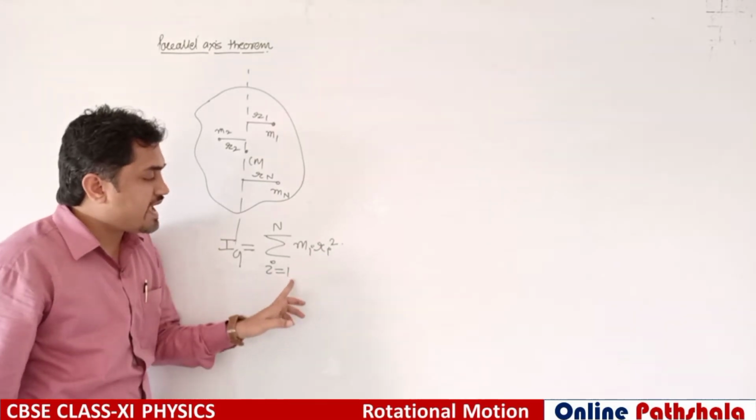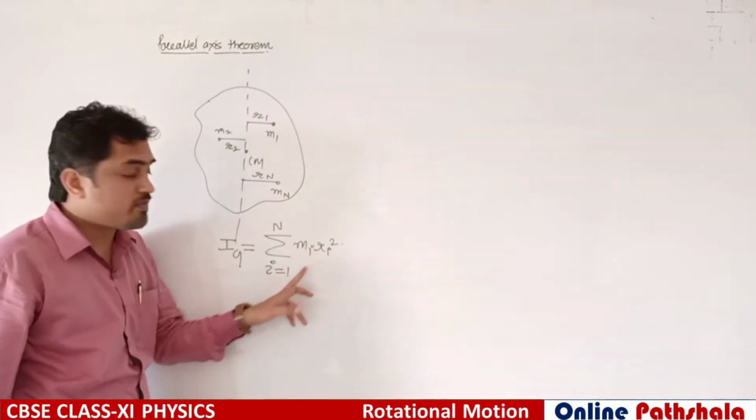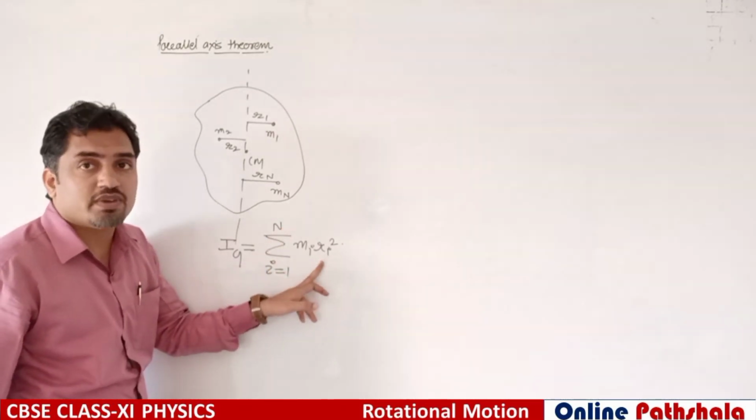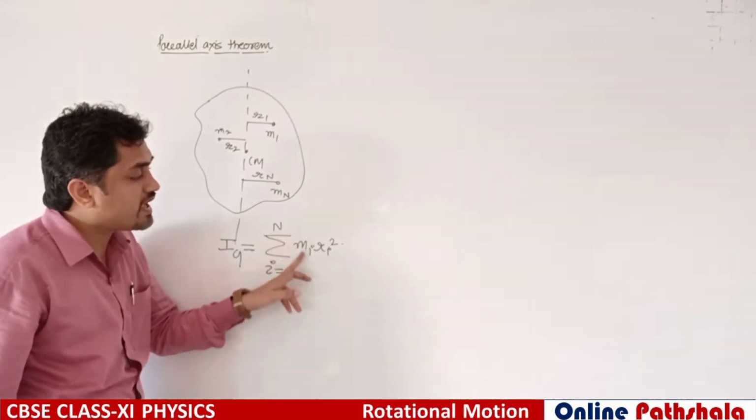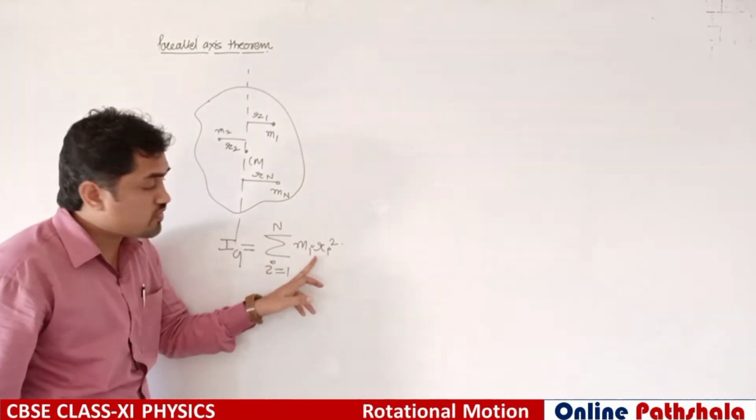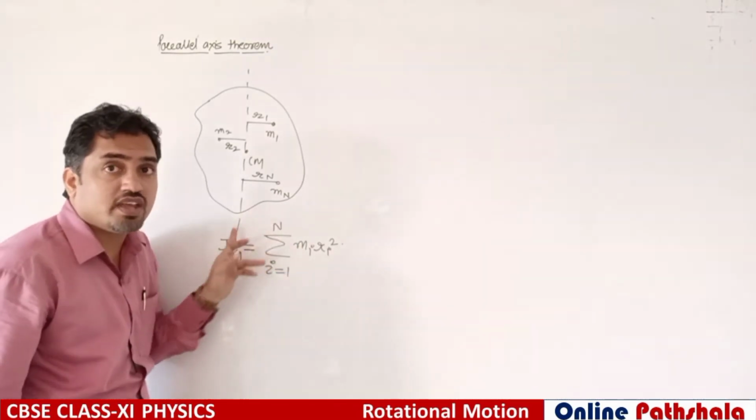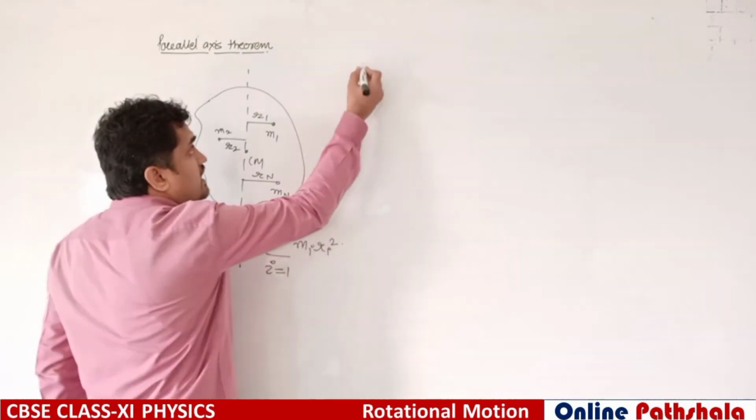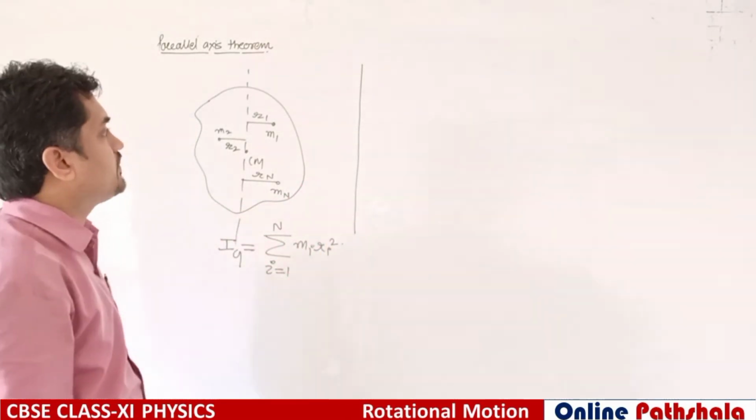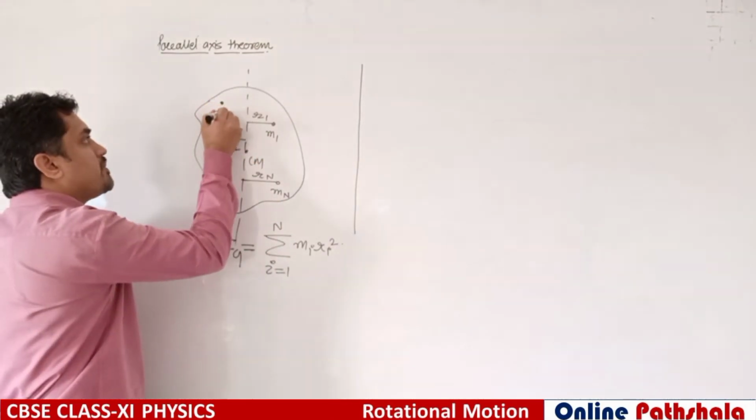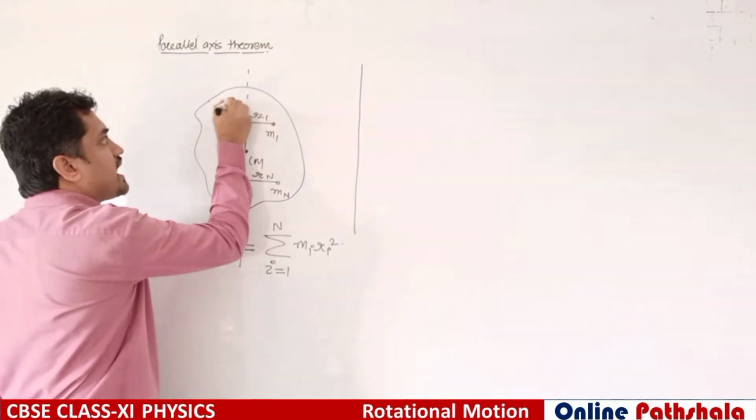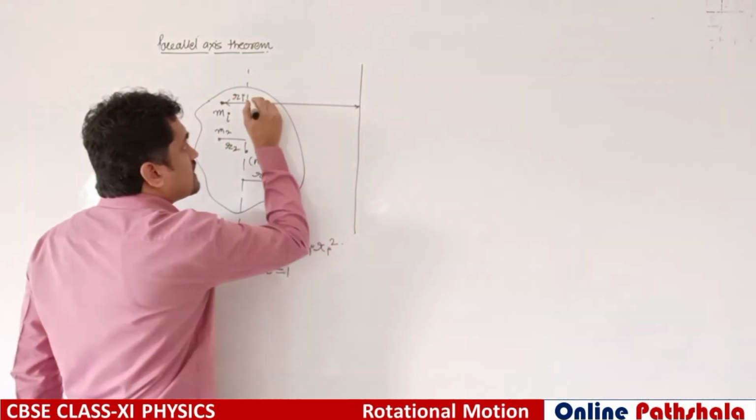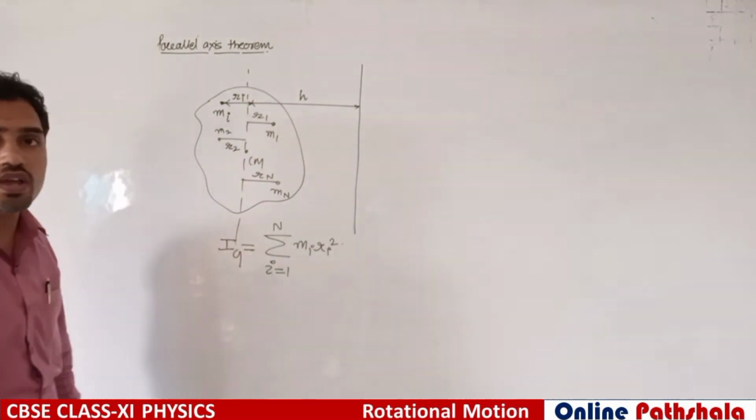If we put i equal to 1, m1 r1 square, if we put i equal to 2, m2 r2 square, and so up to n, we use the summation from i equal to 1 to n of mi ri square. We have to put values of i from 1 to n and add. It is the sign of summation. Now, let us consider a point mass mi which is at a distance ri, and this parallel distance is h.